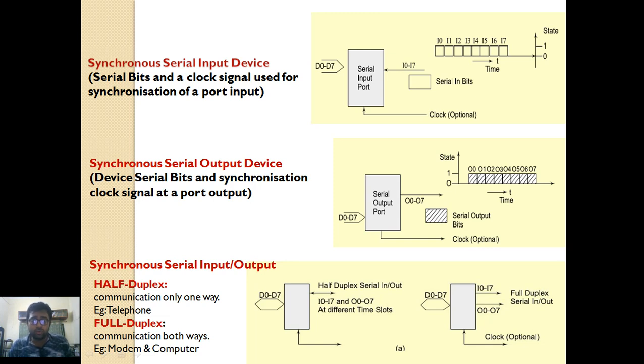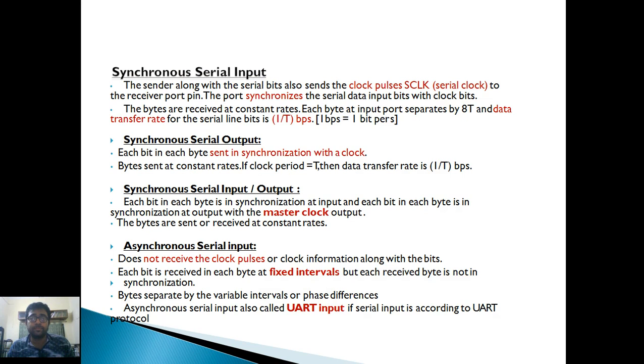And in the case of full duplex, both device 1 and device 2 will transfer their data simultaneously. And this is the picture of D0 to D7, the D0 to D7 full duplex serial in out. Let's go to the next slide.